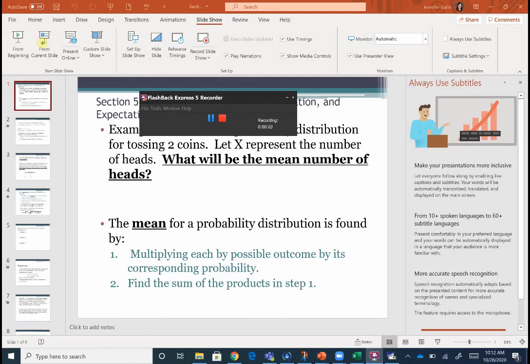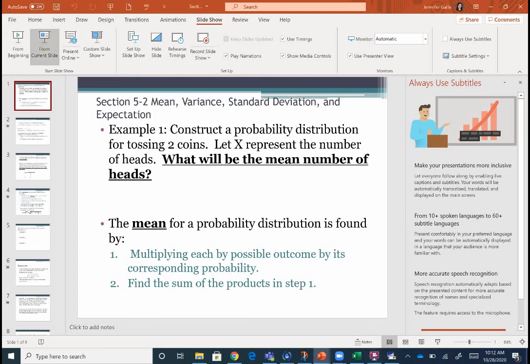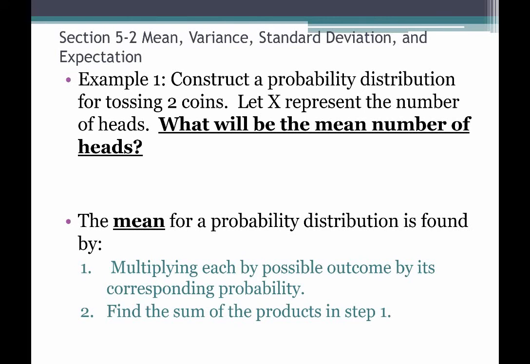All right, so if you also have out your 5-1 sheet, I'm going to just reuse those examples. We're just going to build off that today.